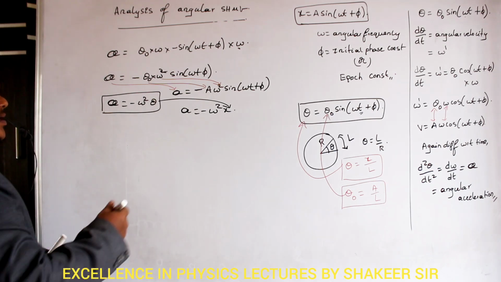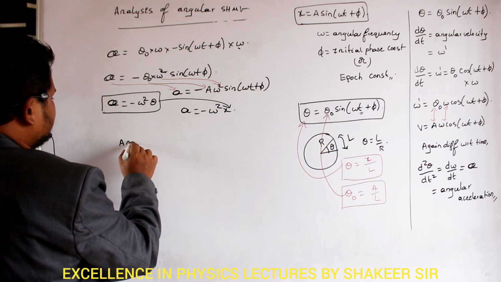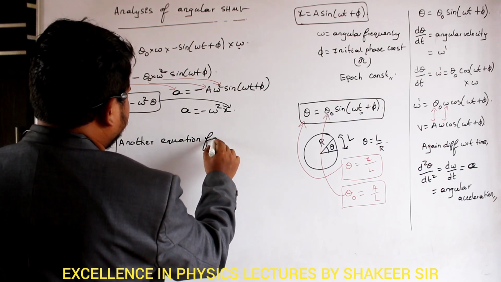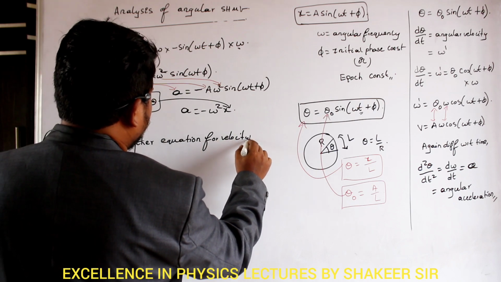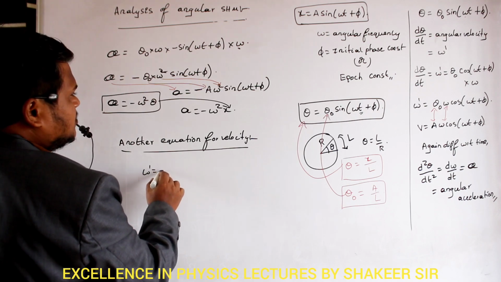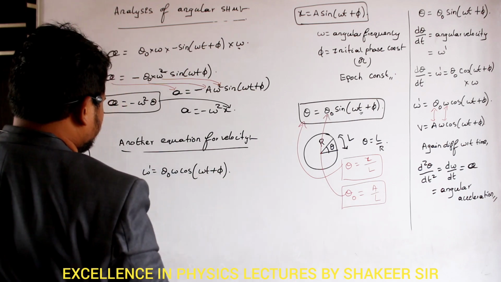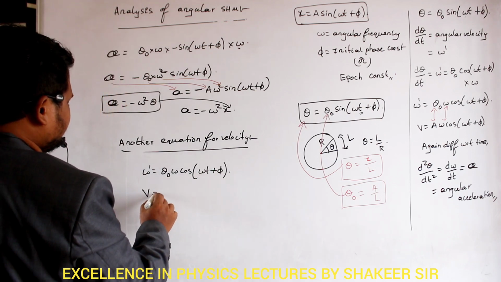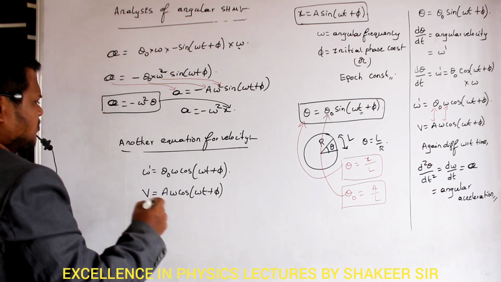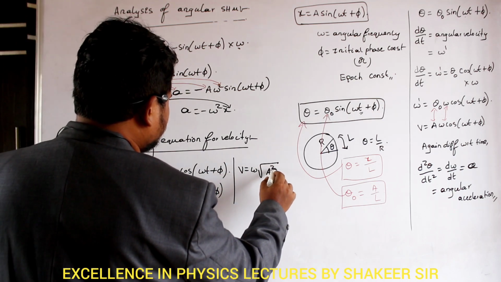Similarly, we have one more equation for velocity also. One equation which we have is this one: omega dash equals theta naught into omega cos omega t plus pi. This is comparable with linear SHM, v equals A omega cos omega t plus pi. One more equation of velocity in linear SHM is v equals omega into square root of A square minus x square.